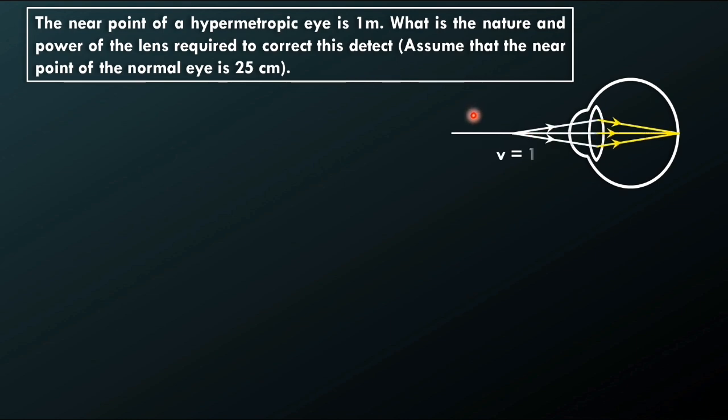Aru ki assume koribo koise? Normal eye near point to assume koribo koise 25 cm. So etia object distance to kiman hobo? Yes, u equal to -25 cm. Aru image distance v equal to -1 meter.